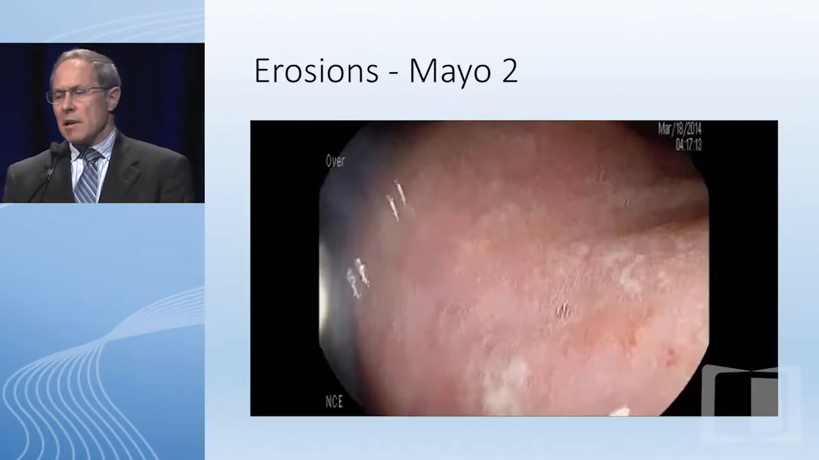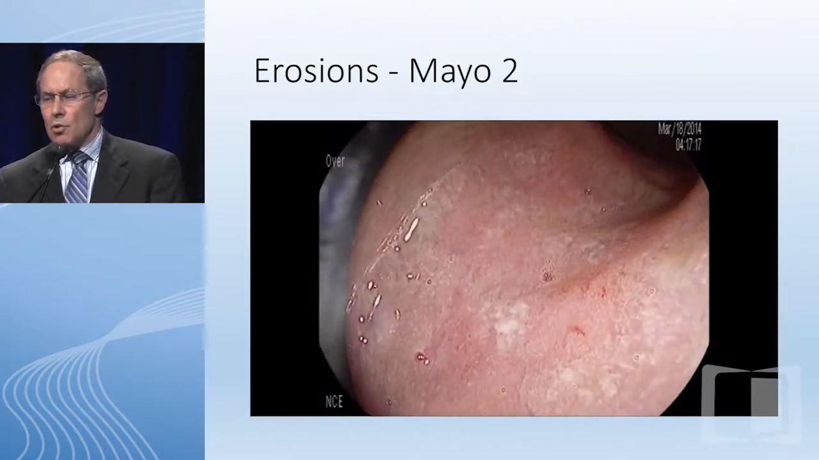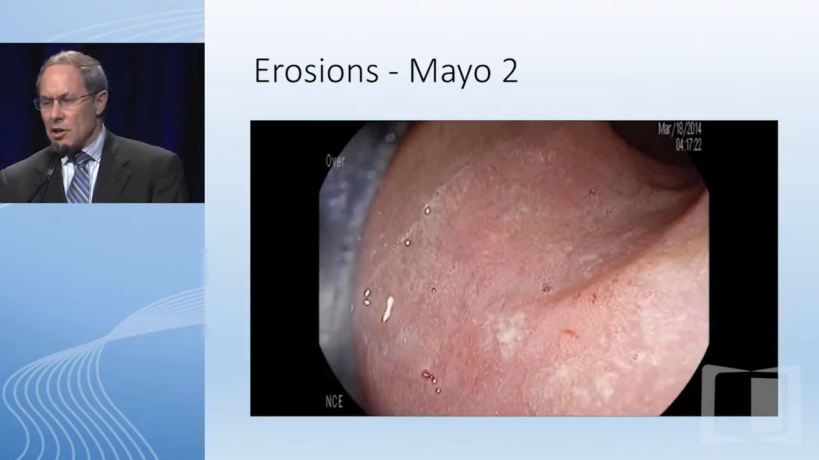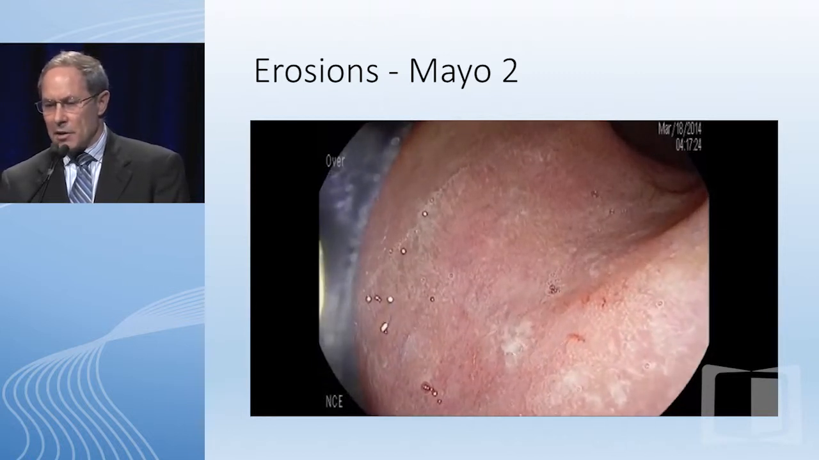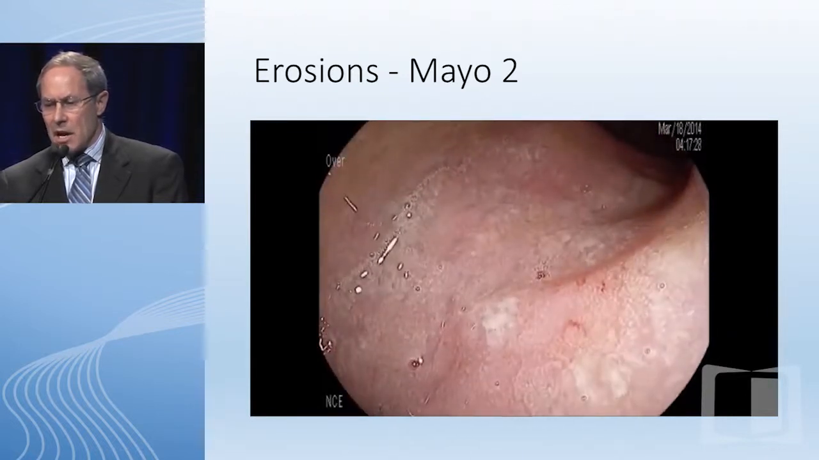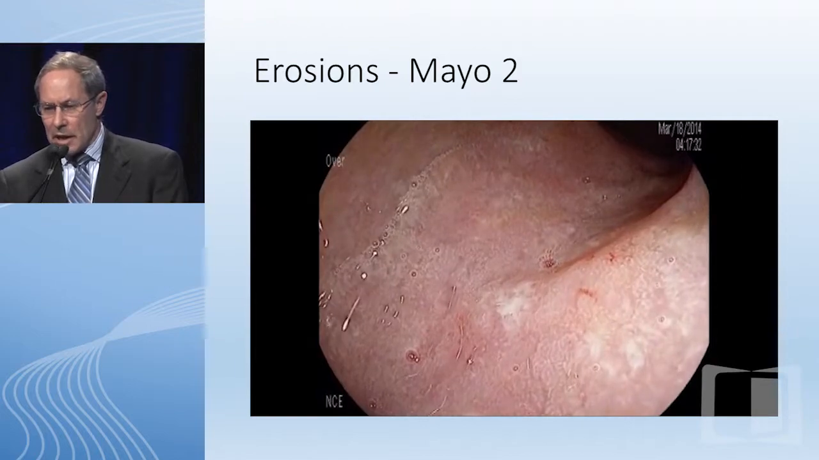And this is an example of Mayo 2 or moderate colonoscopic disease. Again, a very granular, roughened pattern seen here. Erosions, these white defects are flat but do not wash off with irrigation. Again, some slight hemorrhage present, and again, this reflects moderate disease in the colon.